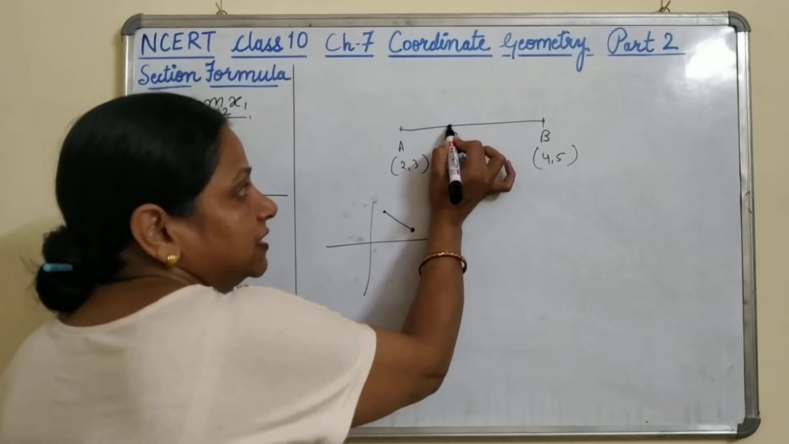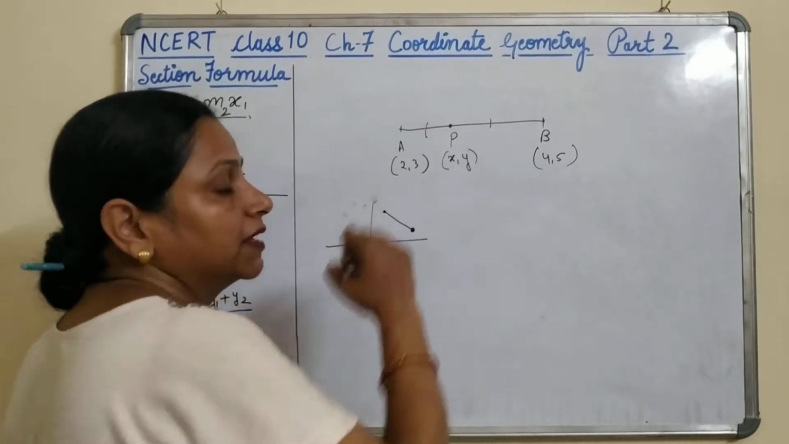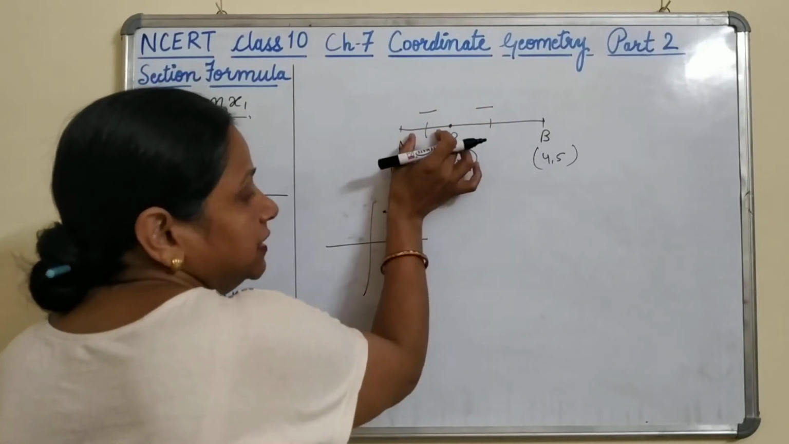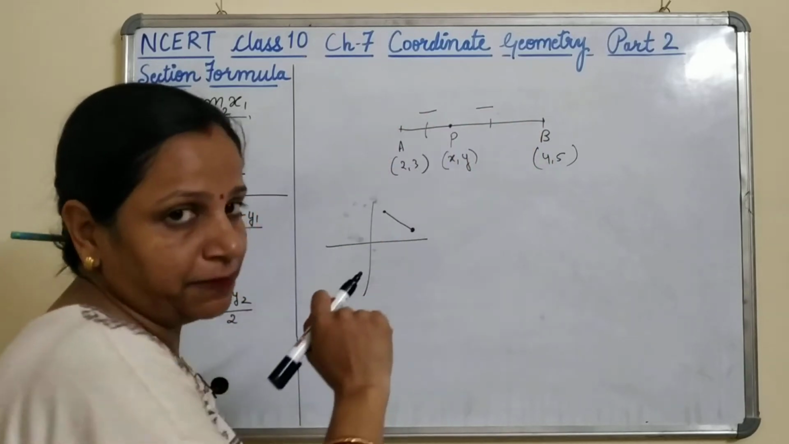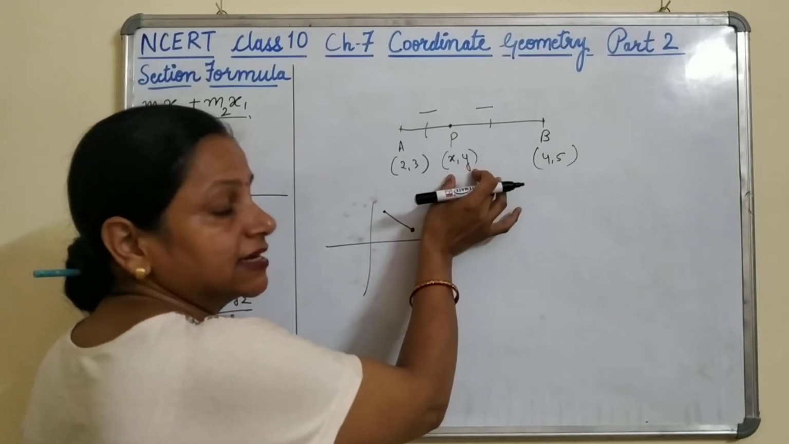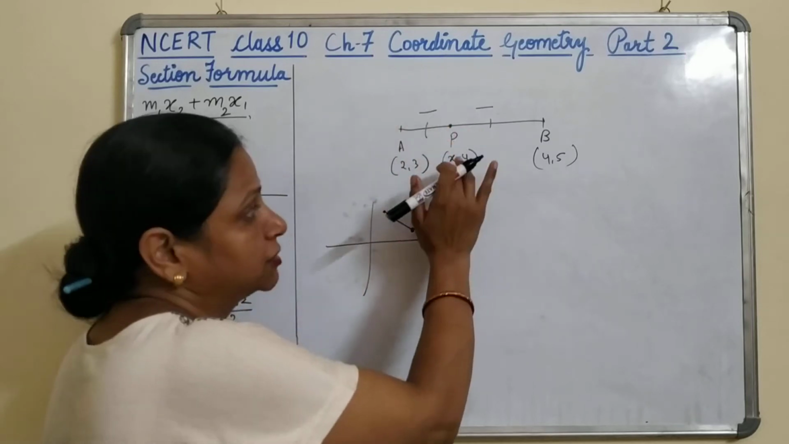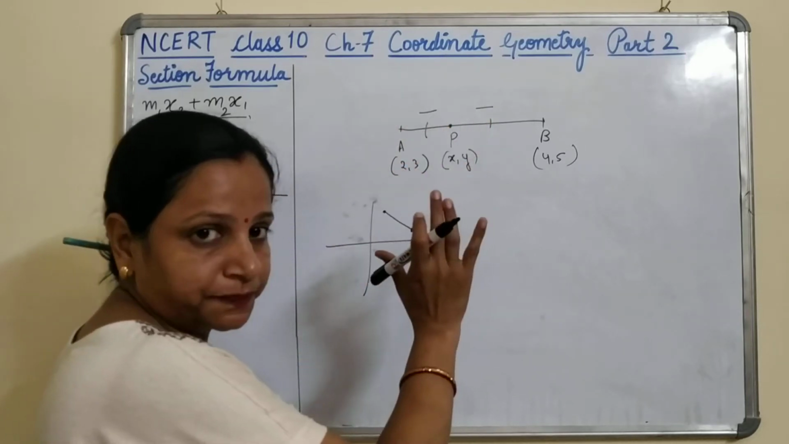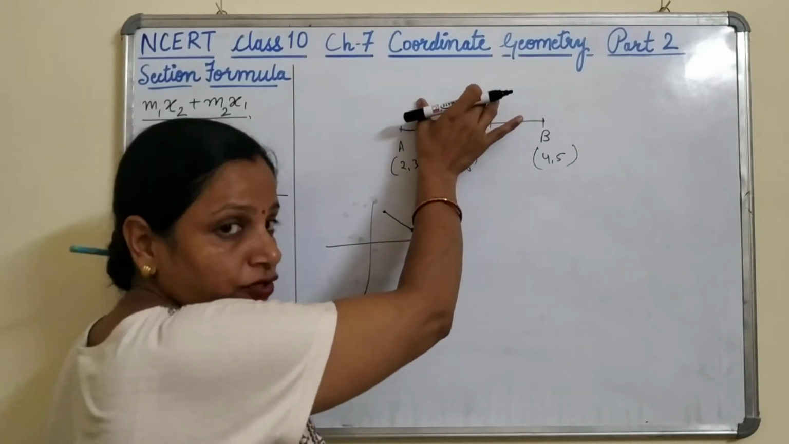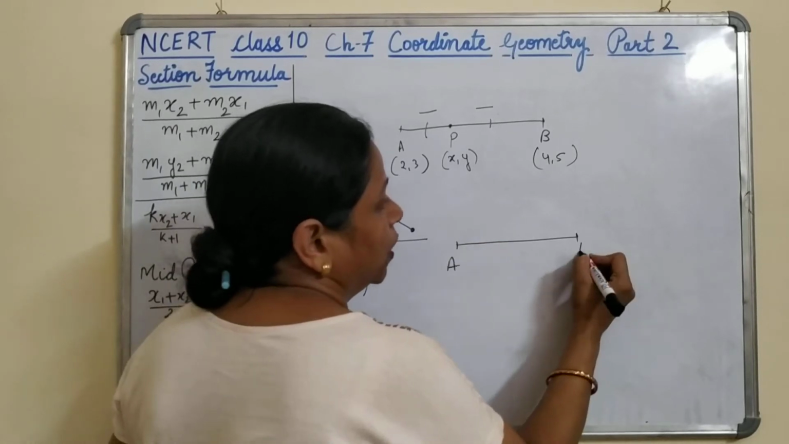Then definitely this P has divided this line in some ratio. Whatever the ratios are, these two are the sections of this line AB. So there are two cases. One is, when the coordinates are given, we have to find the ratio, that is, what parts this point P is dividing AB into. And in some cases, we are given the ratios.